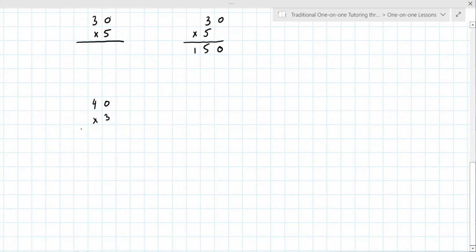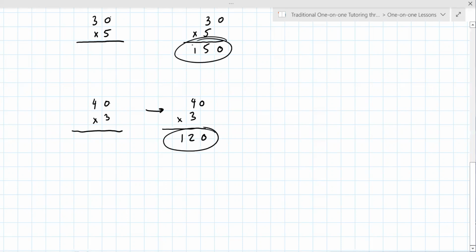So what is 40 times 3? Again, what you would do is you would think, what is 4 times 3? It's 12. Okay, but because of that 0, you're going to put a 0 there. So it is 120.